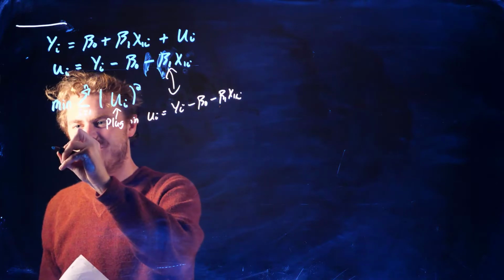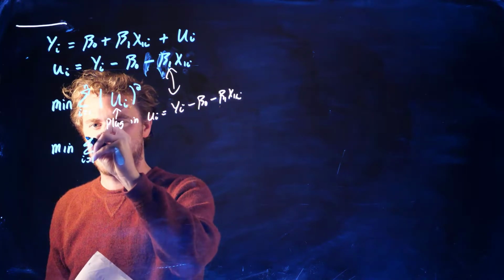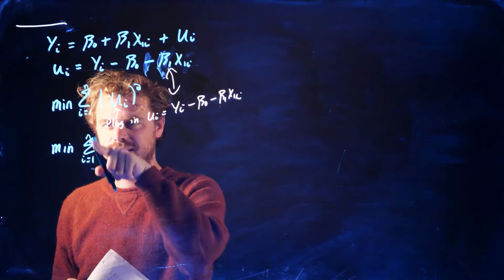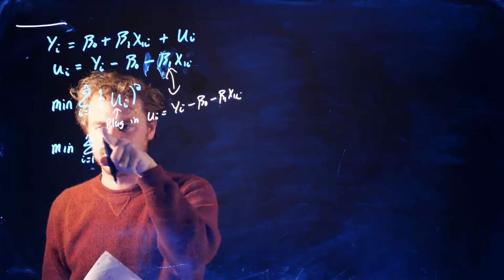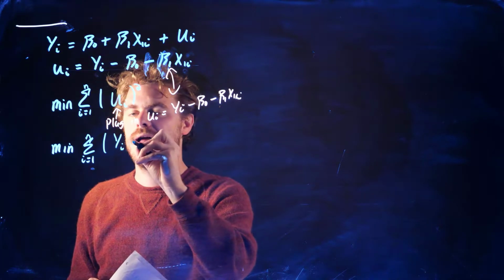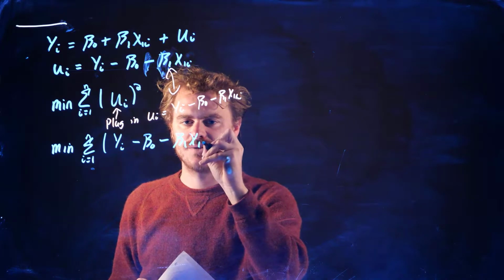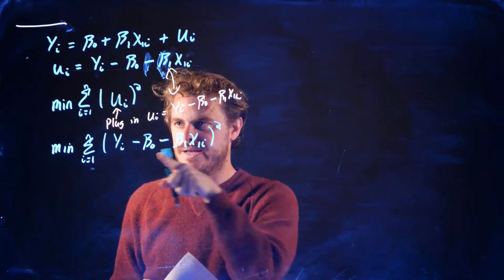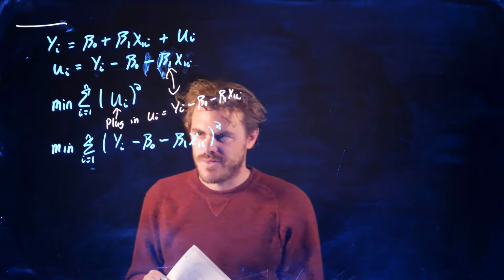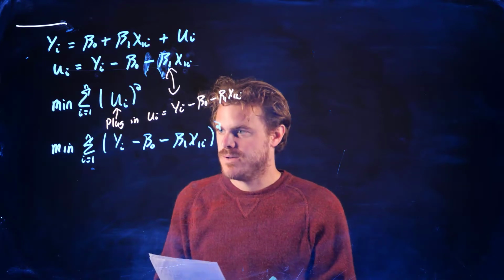Okay, so we're going to minimize the sum from i equals 1 to n, so this is our whole sample, our sample size is n, of yi minus beta 0 minus beta 1 x1i, squared. We're just plugging that in there. And so this is our least squares estimator.